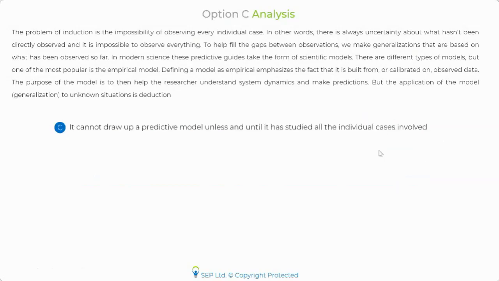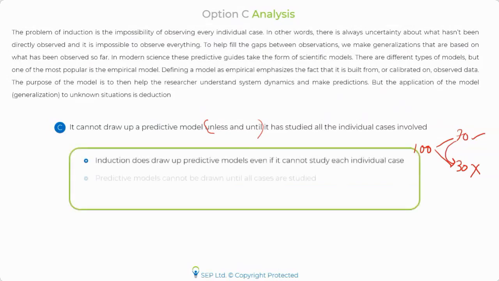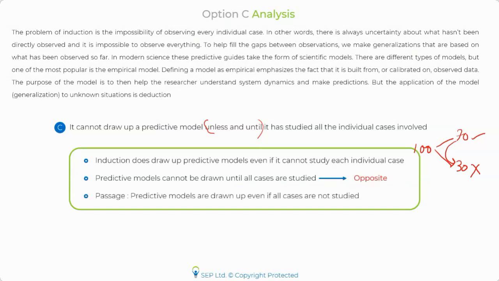So let's see. Some of you marked C as an answer also. It cannot draw up a predictive model unless and until. Now we know it draws up a predictive model. So let's see if there is a situation where induction cannot draw up a predictive model unless and until it has observed all individual cases. Guys, from the passage we know that it is not able to analyze all cases. 70 it analyzes, it is able to observe. 30 it is not able to observe, but it fills in the gap with the help of observation, and predictive models are made. So we can't say that it cannot draw up a predictive model if it does not study all cases. It does come up with a predictive model even if it has not studied all cases involved. Okay, it has studied some of the cases, and for the rest of the cases which it could not study, it drew generalizations. So this particular choice is actually giving you some opposite information to the passage, and which is definitely not correct.